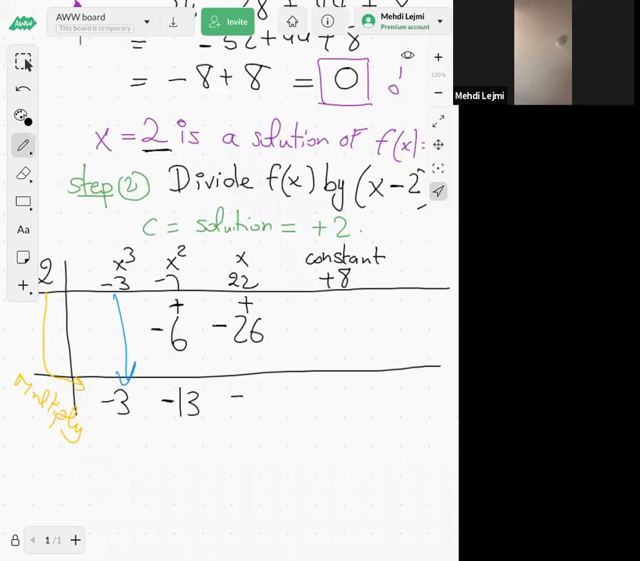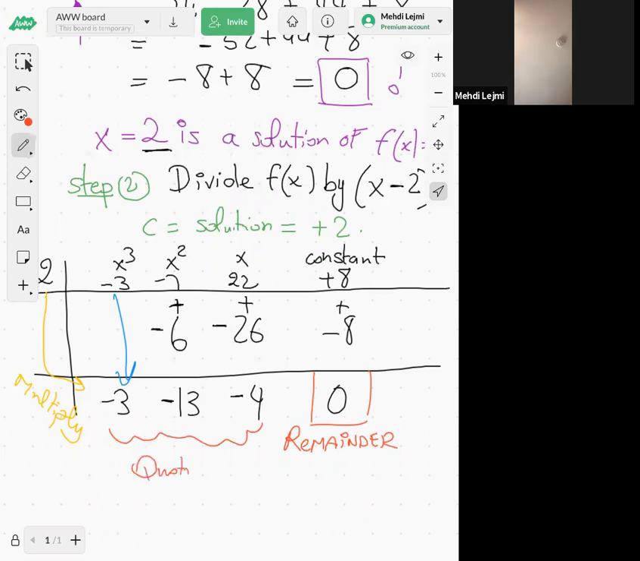That will be negative 4 here, 22 plus negative 26. Negative 4 times 2, that's negative 8. And positive 8 plus negative 8, of course, that will be 0. So as expected, because 2 is a solution, the remainder is 0. And this is going to be my quotient, right?